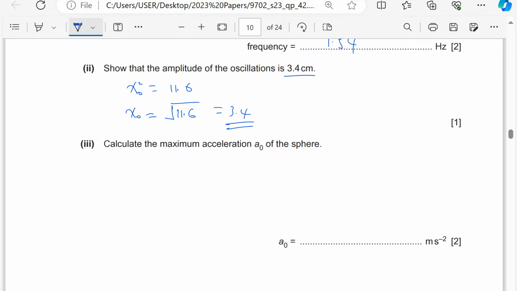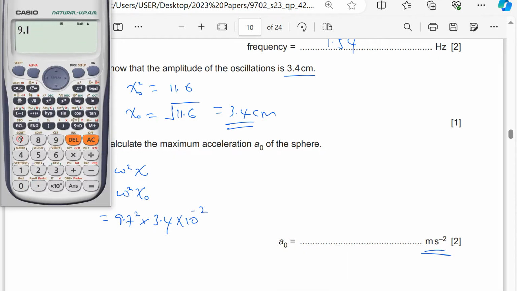Calculate the maximum acceleration. Of course, we know that acceleration is equal to negative omega squared x. So if it is maximum, it depends on maximum amplitude. So maximum acceleration is going to be omega squared x naught, where x naught is the amplitude. So this is going to be 9.7 squared, then times x naught, which is 3.4. But remember, this is in centimeters, and we want the answer in meters per second. So I'll just say times 10 to the power of minus 2.